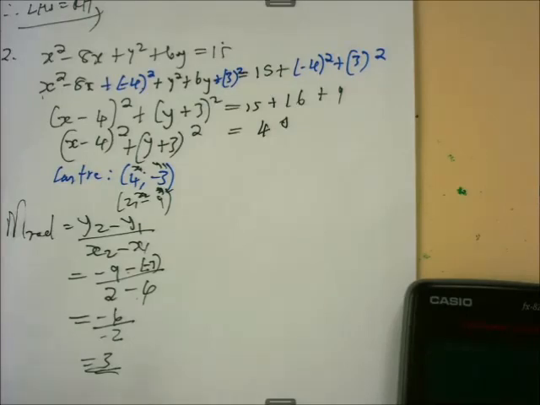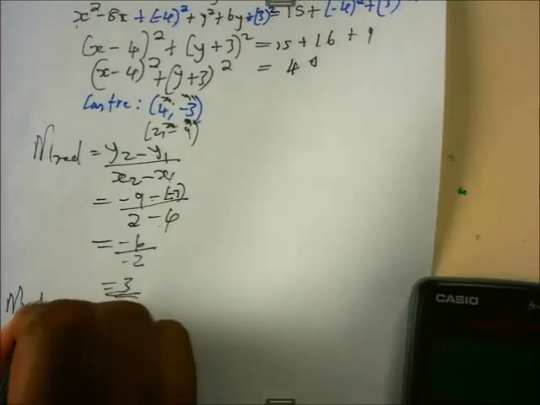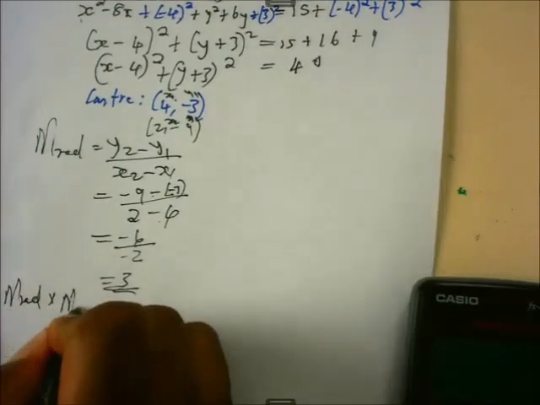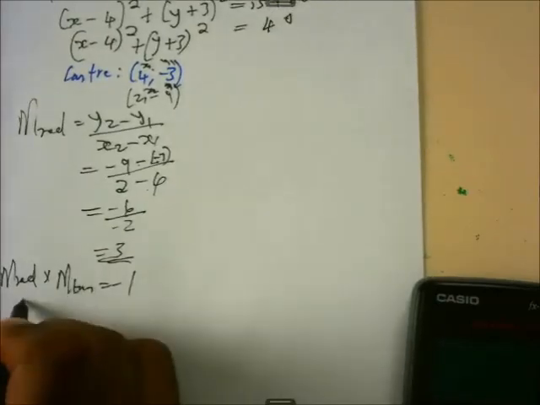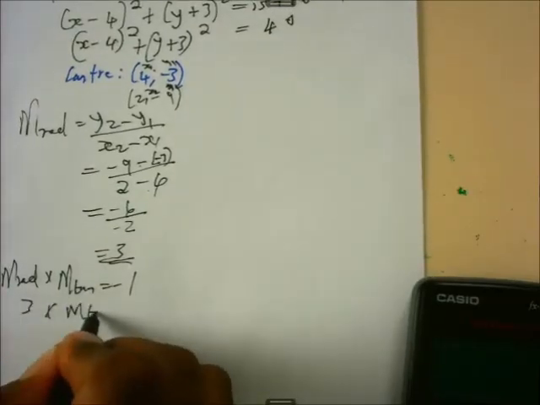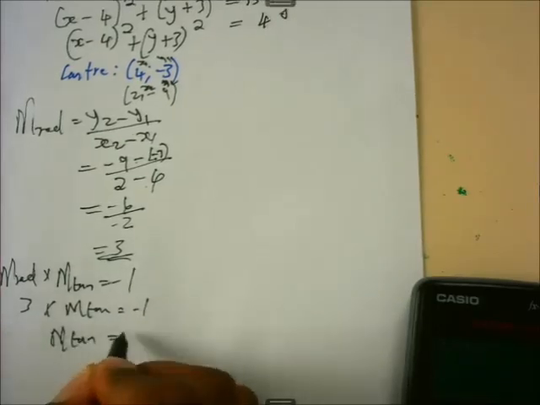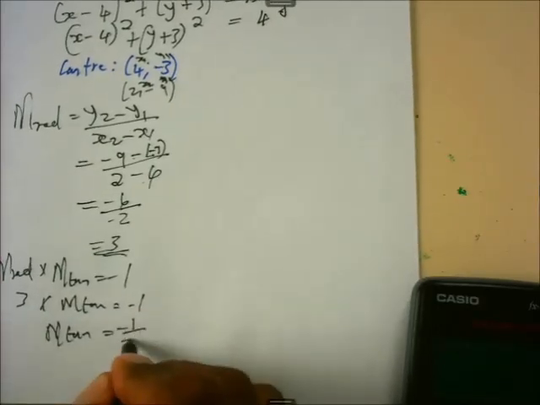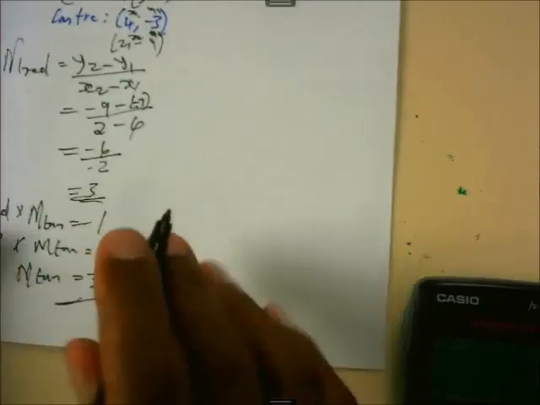How do we determine the gradient of the tangent? Of course, you remember now, m radius multiplied by m tangent is equal to negative 1. Right, you substitute this one here, so m tangent is negative 1. Therefore, you divide both sides by 3. Therefore, m tangent will be negative 1 divided by 3.